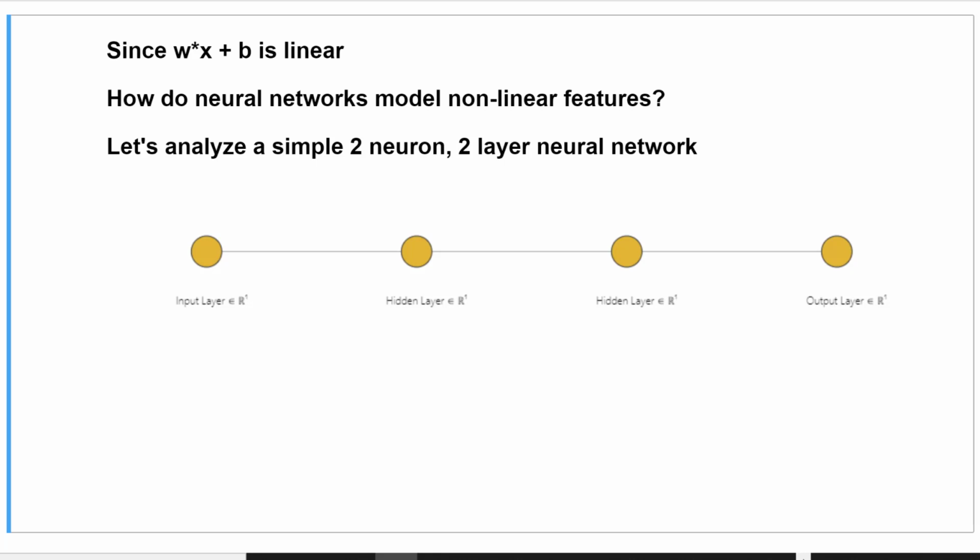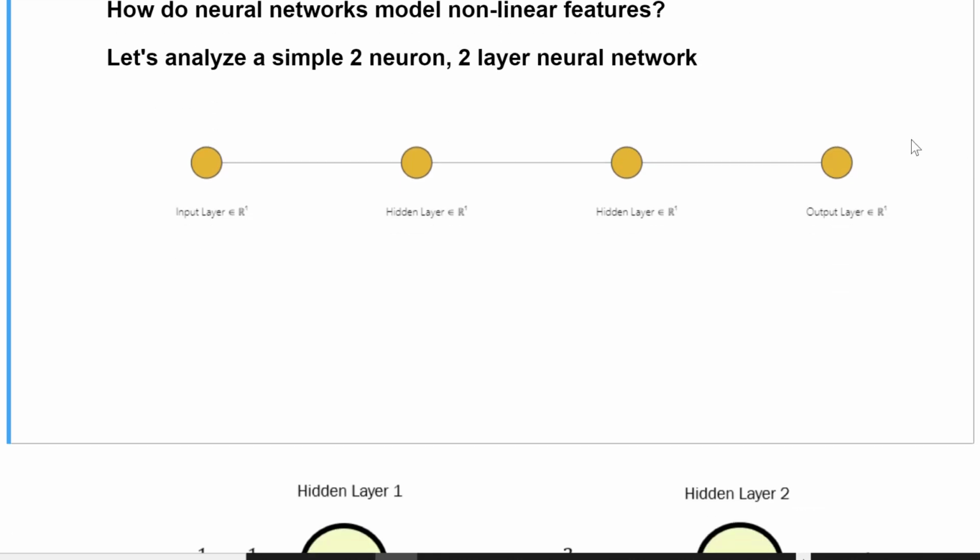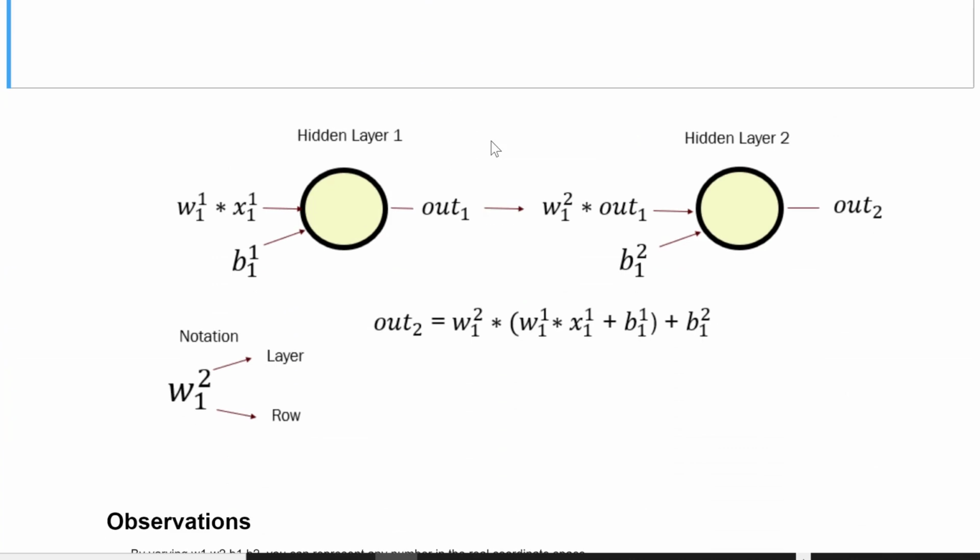Let's start out with analyzing a simple two-layer neural network. So here's our representation for it. We've got our input layer, and then we've got hidden layer 1 and hidden layer 2, and then we have an output layer. And let's zoom in on the hidden layers. So here are the two hidden layers. And as just discussed, the input here is linear. We've got a weight times the input value, and then plus a bias.